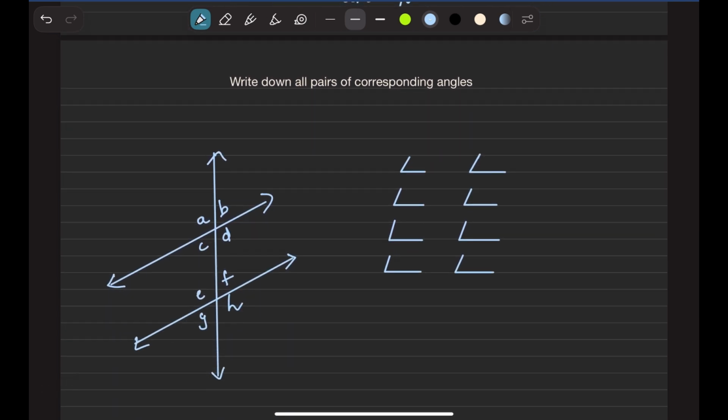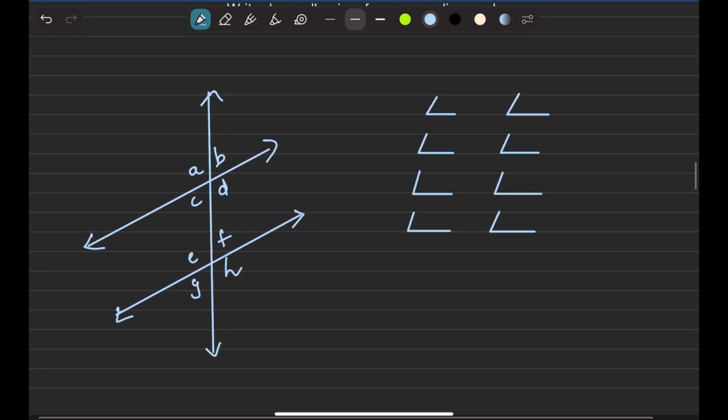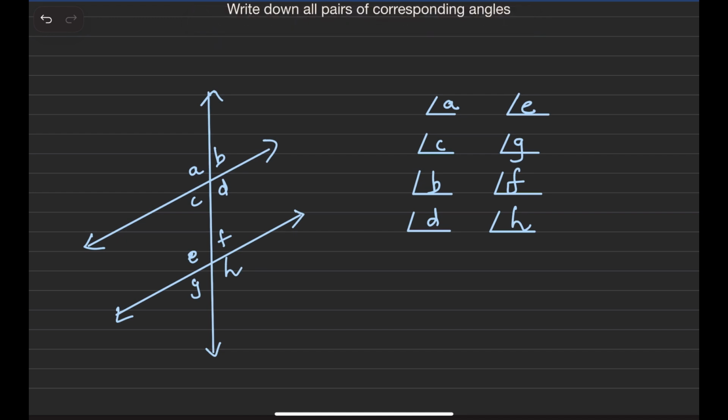Write down all pairs of corresponding angles over here, guys. Come on, I think now you all have got it. I'm quickly going to write. First one is on the left side, we will do A. What is corresponding with A, guys? This is E, okay? Let's see. A and E are corresponding. C and G are corresponding. Now on the right side of the transversal, B and F, D and H. Understood why?